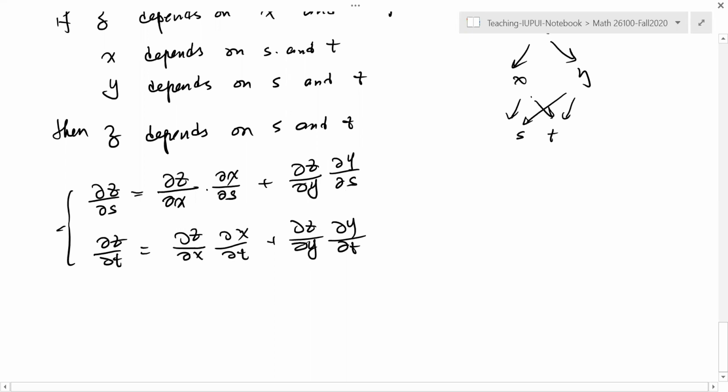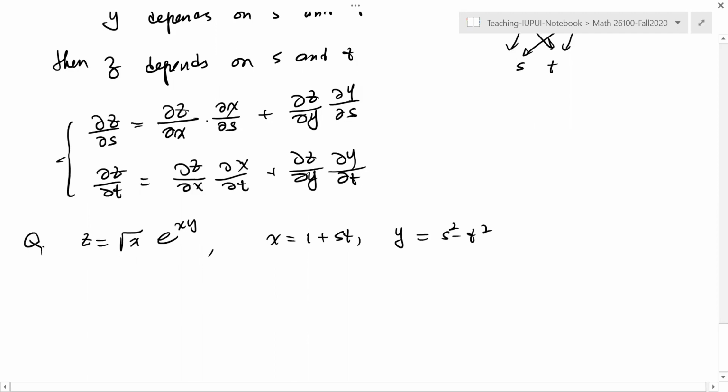Right, now let's take a look at the next problem. We have z equals square root of x, e to the x times y. And here x is 1 plus st, y is going to be s squared minus t squared. So z is a function of s and t. Now, if you want to put the details there, this will be 1 plus st and e to the 1 plus st, then s squared minus t squared. So z is indeed a function of s and t.